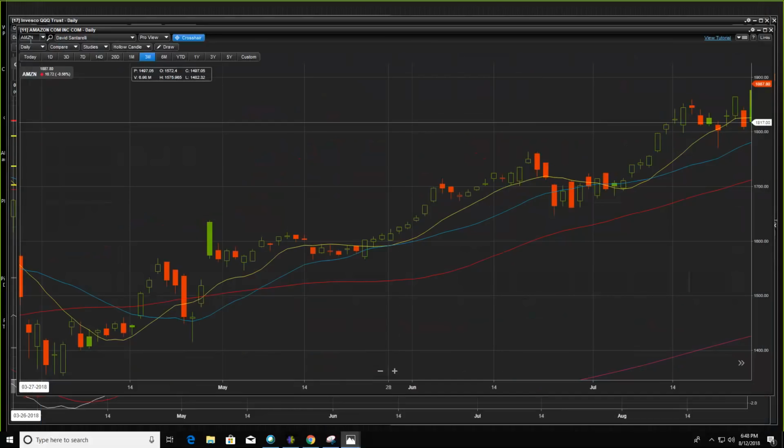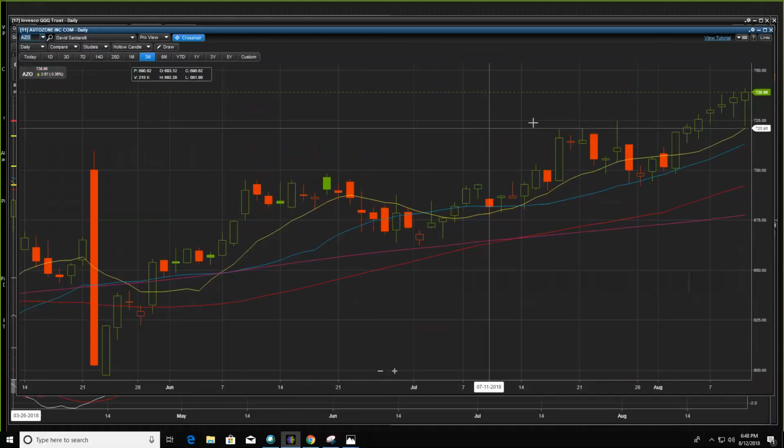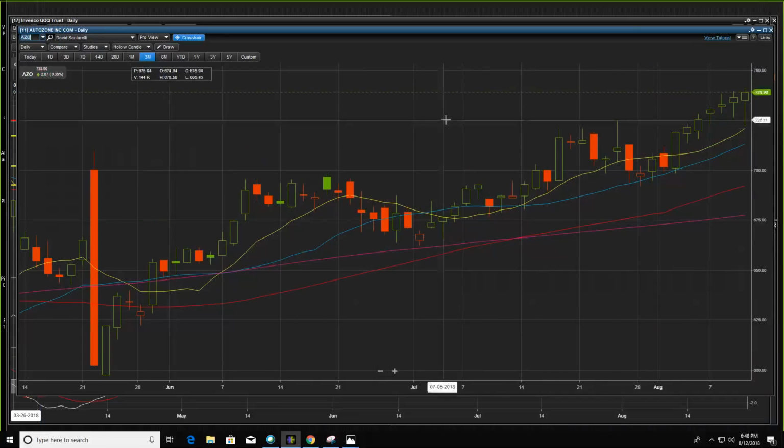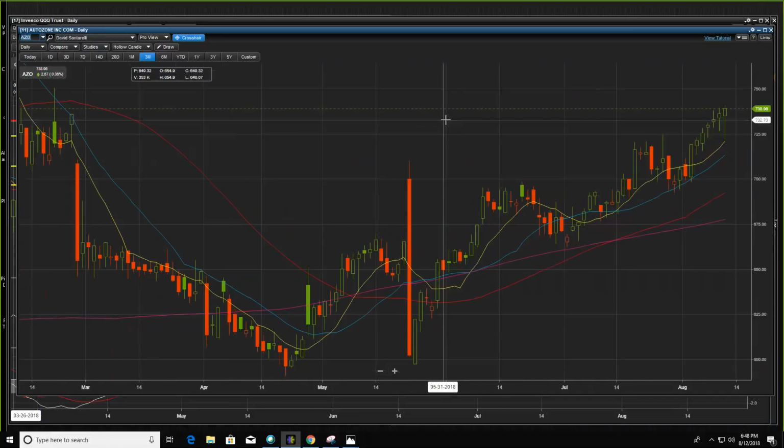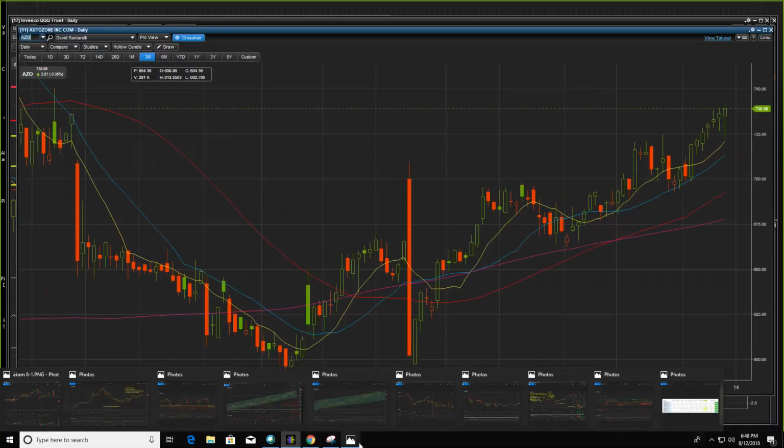Let's take a look at what AutoZone's at now. AZO, look at this. It's at around 740 a share. So how did we know that she was going higher? Let me bring this one over again.